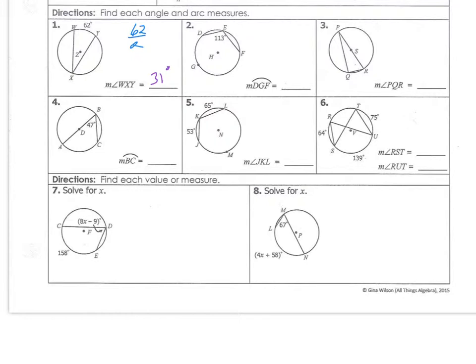Then look at angle 3. Angle 3, they want the measure of PQR. Well, again, this is a triangle, and it could be any one of the 3. Since all vertices of this triangle are on the circle, there are 3 different inscribed angles. So make sure that you figure out which one is which. So on this one, I'm going to trace from P to Q to R.